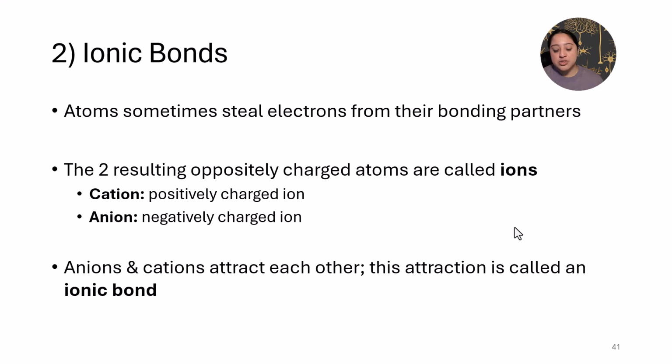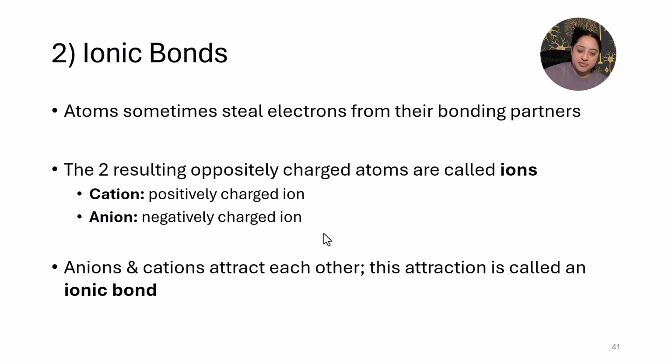So that means those two atoms are now going to have different charges. The two resulting oppositely charged atoms are called ions. An ion is any kind of charged atom. If it's positively charged or negatively charged, we'll just call it an ion. But we can be more specific. A cation is a positively charged ion, and an anion is a negatively charged ion. So if you hear just ion, it's some kind of charge, either positive or negative, and these are more specific.